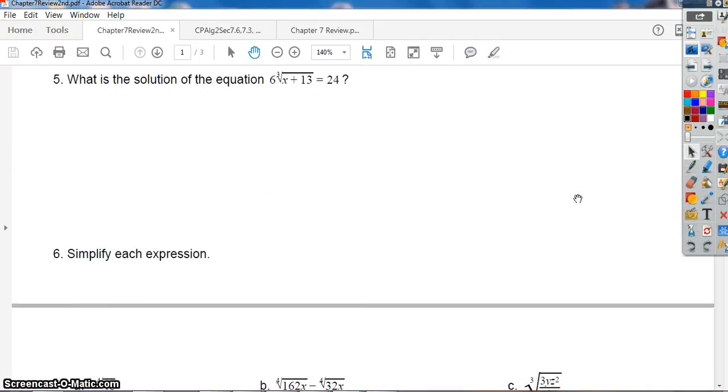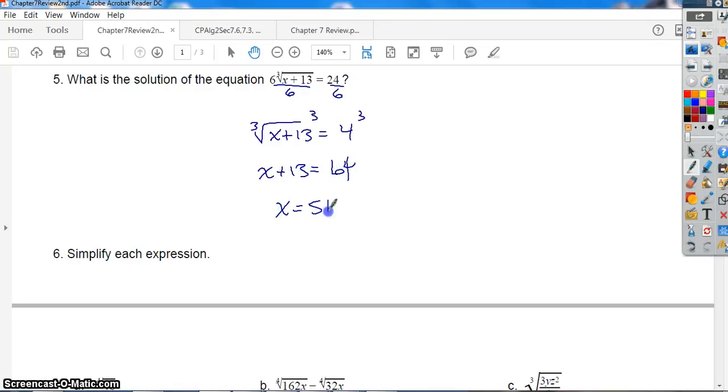Okay, 5 and 6 is going to be on the next page. Start out by dividing by 6, so this is the cube root of x plus 13 equals 4. I'm going to cube both sides, so x plus 13 equals 64, and then x would be 51. Okay, and that's where I'll stop for a sec.